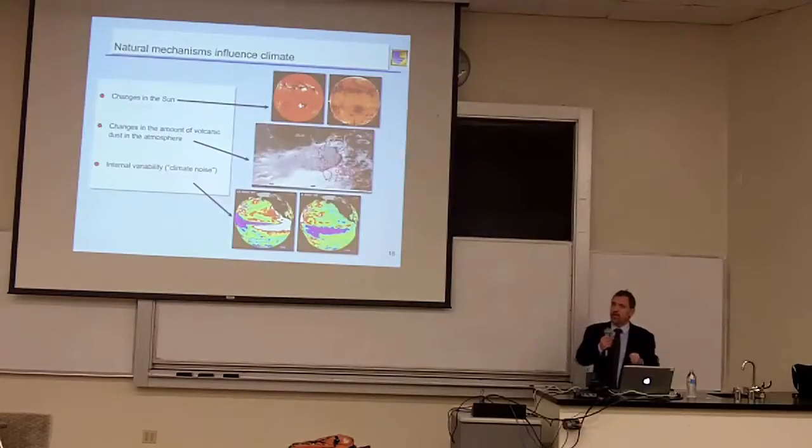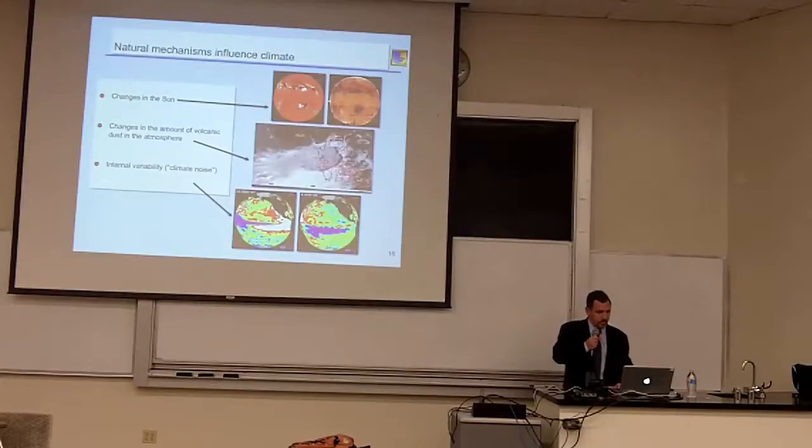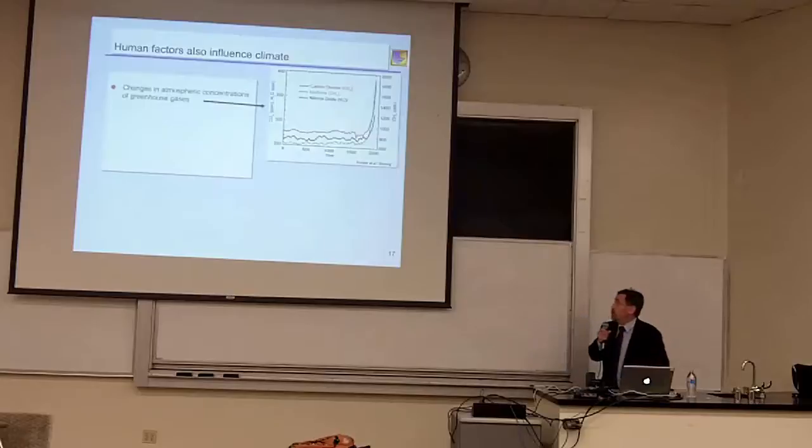So all of this stuff, changes in the sun, changes in volcanic aerosols, these internal oscillations, taken together, that's the rich year to year and decade to decade and century to century natural noise of the climate system. And that's the noise against which we're trying to identify some human effect on climate. So, what do those human influences look like?